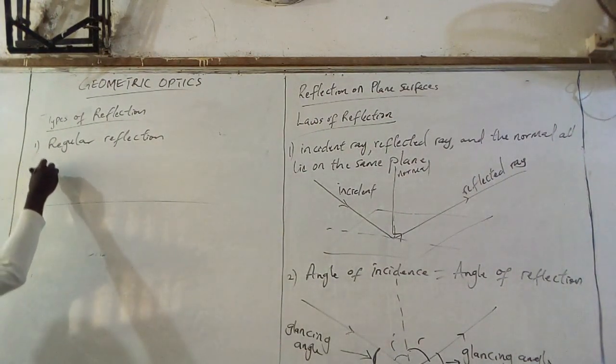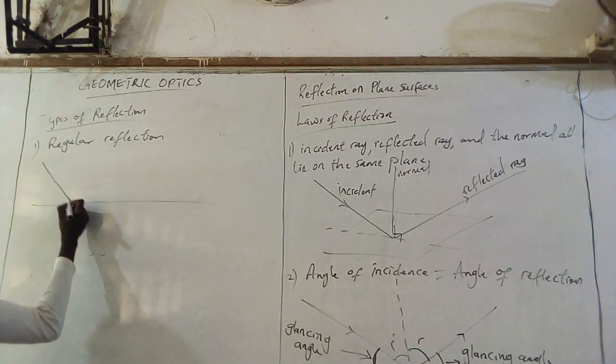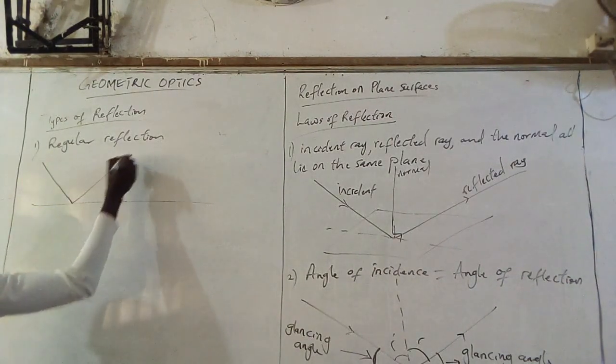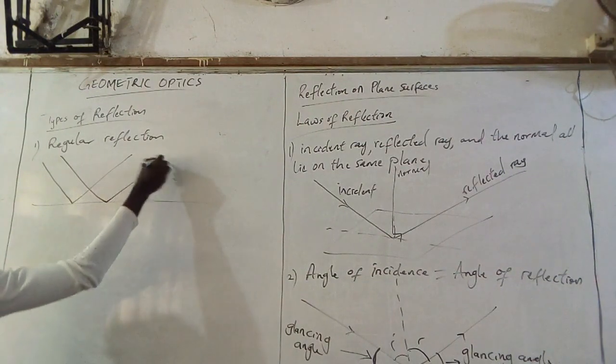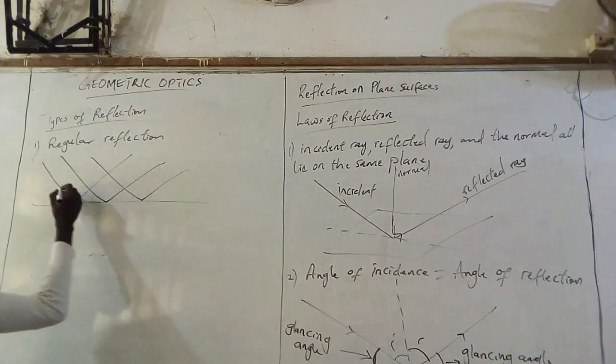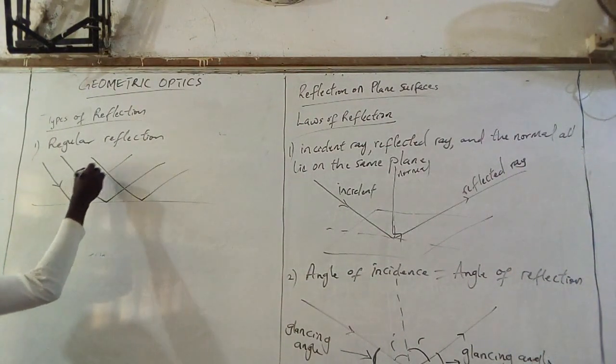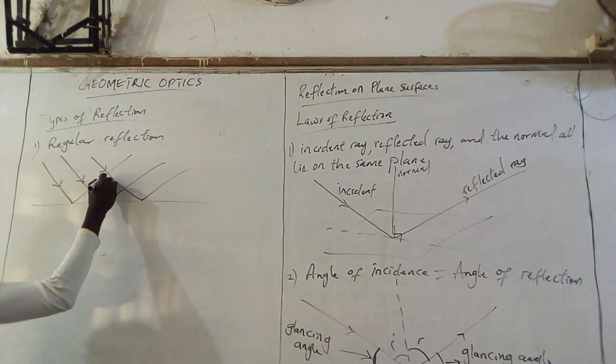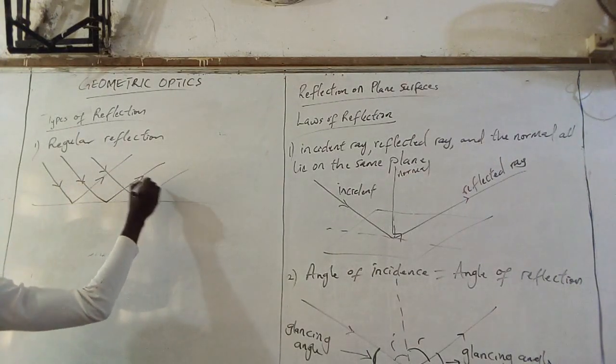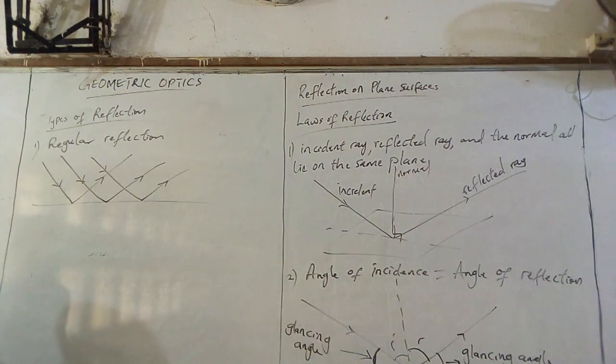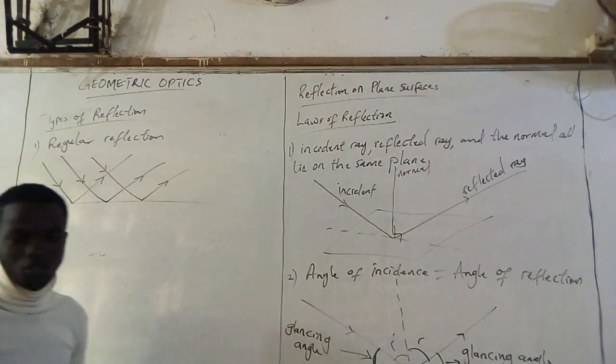When you have an incident ray on this surface, the angle of incidence is always equal to the angle of reflection. So when you have this incident on it, they travel at the same angle at which they are incident on that surface.